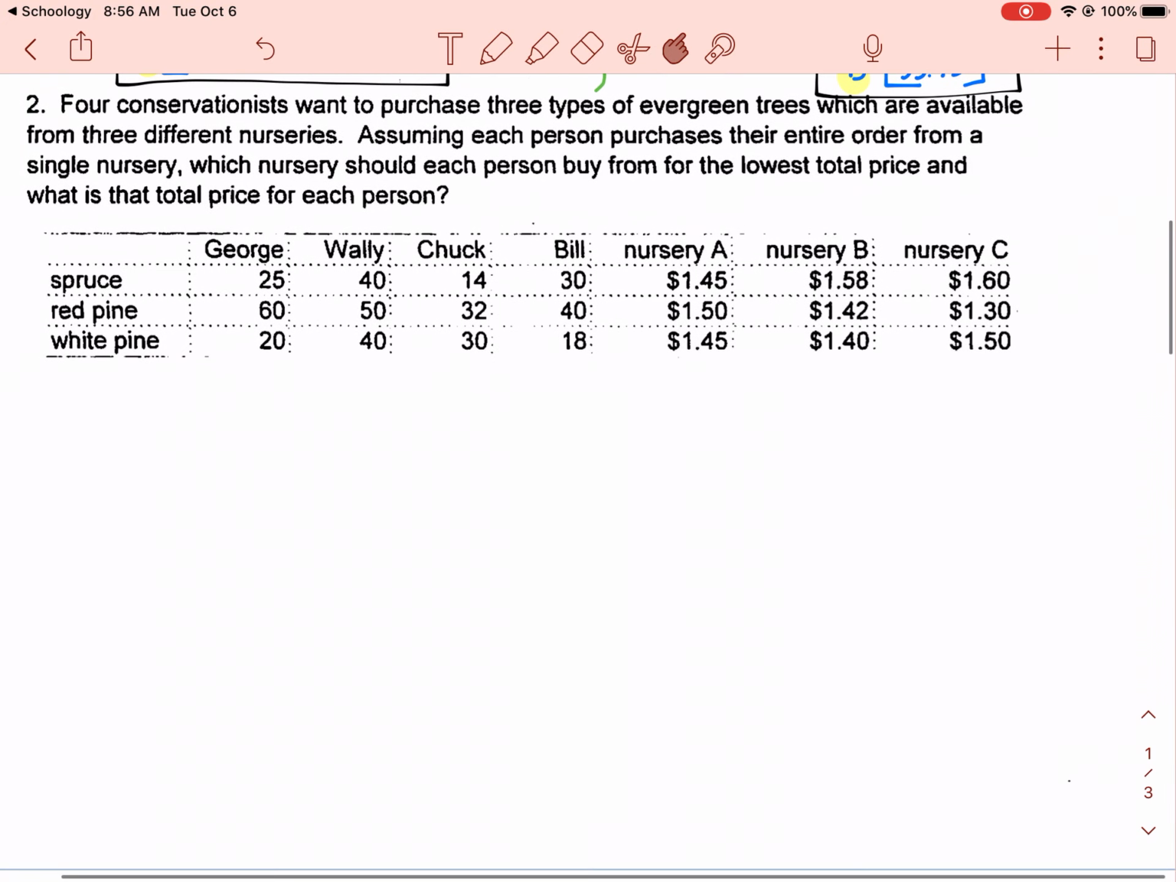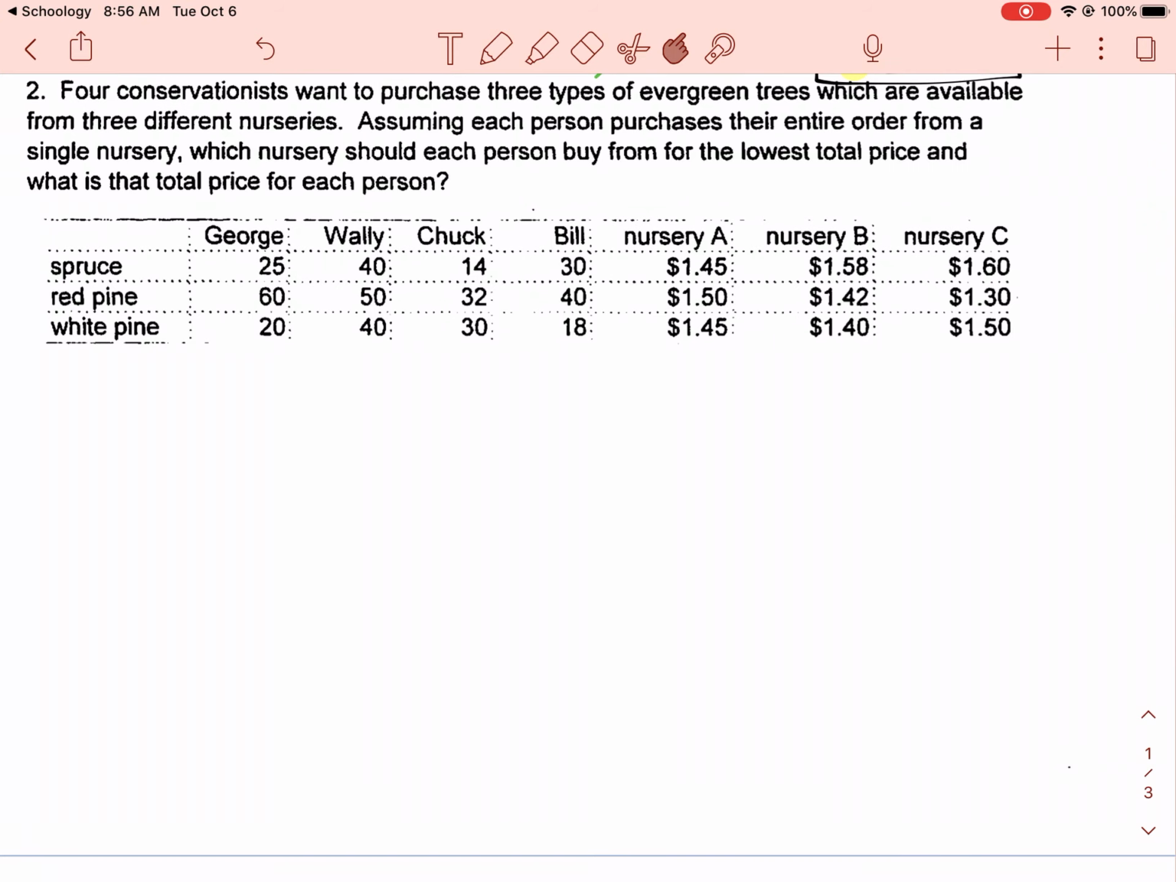4 conservationists want to purchase 3 types of evergreen trees, which are available from 3 different nurseries. Assuming each person purchases their entire order from a single nursery, which nursery should each person buy from for the lowest total price? What is the total price for each person? Okay, lots of things, but realize we want in the end, which nursery should each person buy from with the lowest total price, and what is the total price for each person? So, let's get started.